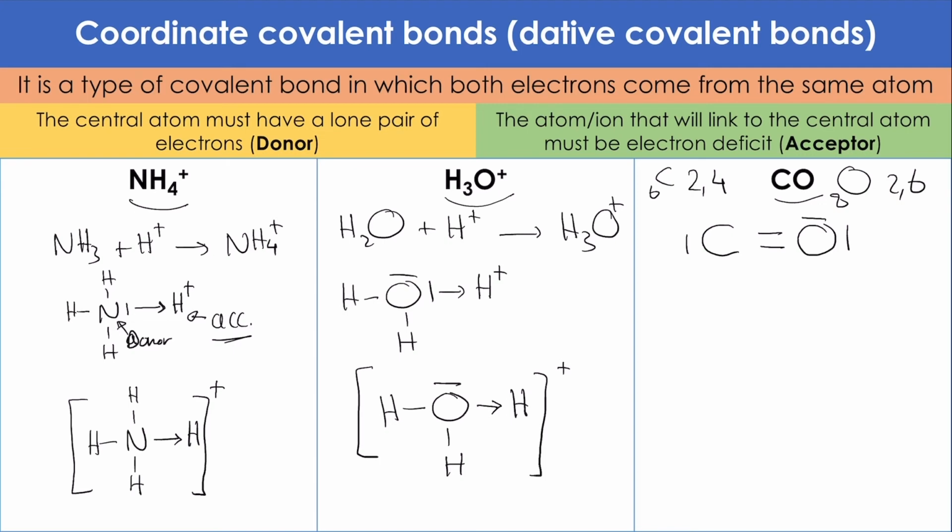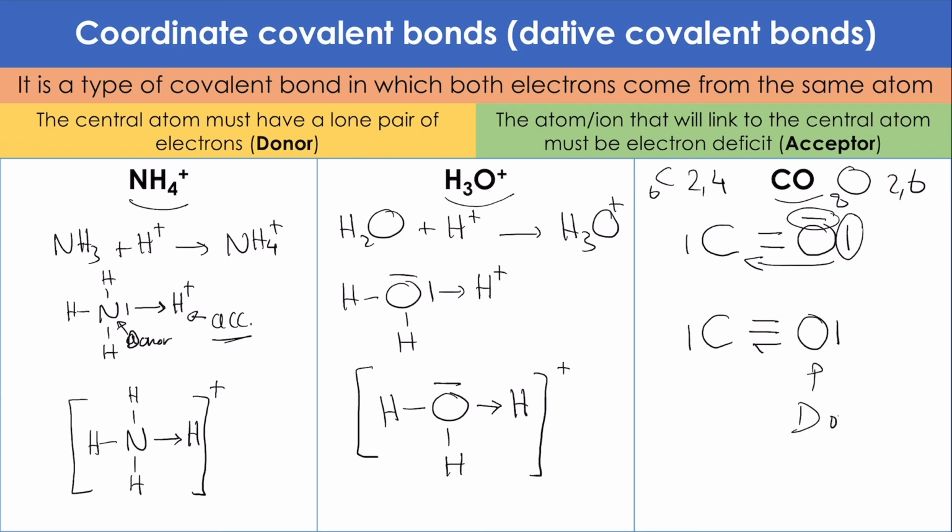So what is happening here to make this carbon satisfied? One of the lone pairs, this lone pair or this lone pair, will be donated to the carbon in the form of a dative covalent bond. So it will be like that. Carbon still has its lone pair and 2 normal covalent bonds. Then we have here a dative covalent bond. Oxygen has its lone pair.